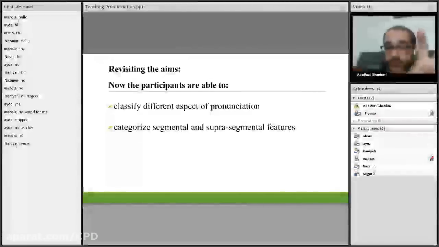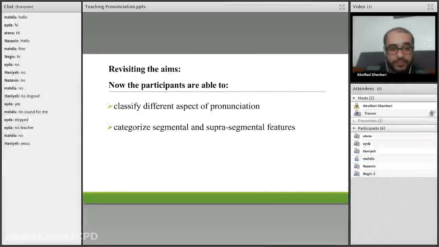Can I say? Stress, connected speech, intonation, I think. Sentence stress. Sentence stress, word stress, connected speech and intonation.